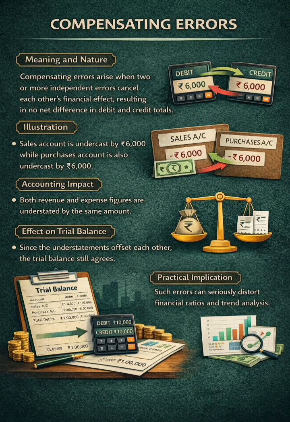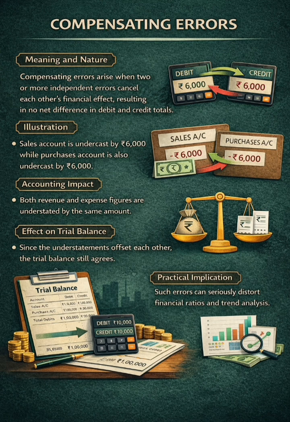Compensating errors. Meaning and nature. Compensating errors arise when two or more independent errors cancel each other's financial effect, resulting in no net difference in debit and credit totals. Illustration. Sales account is undercast by 6,000 rupees while purchases account is also undercast by 6,000 rupees.